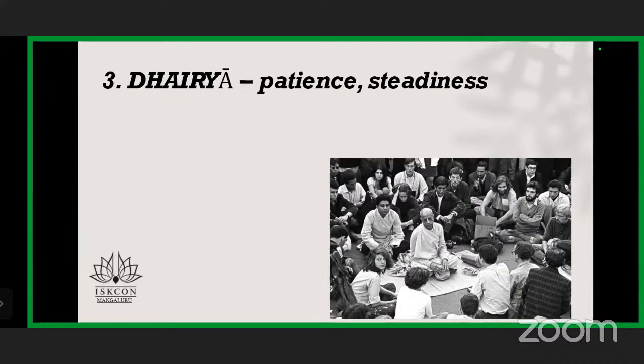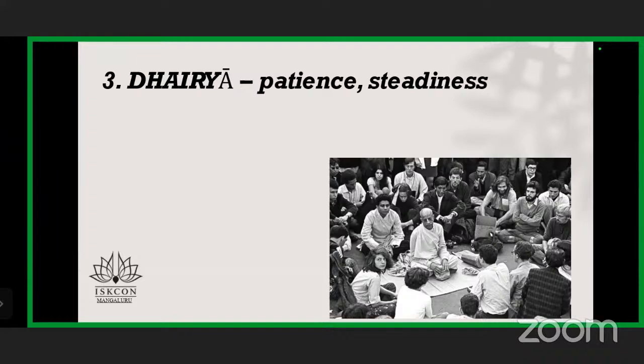The hippie revolution was going on, and the persons who were coming to Prabhupada did not bother about what Prabhupada was saying. They were not listening to lectures, and Prabhupada did not do lectures in the beginning. He was patiently waiting for them to come to Krishna consciousness. He was patient, right? How much patience do we have?